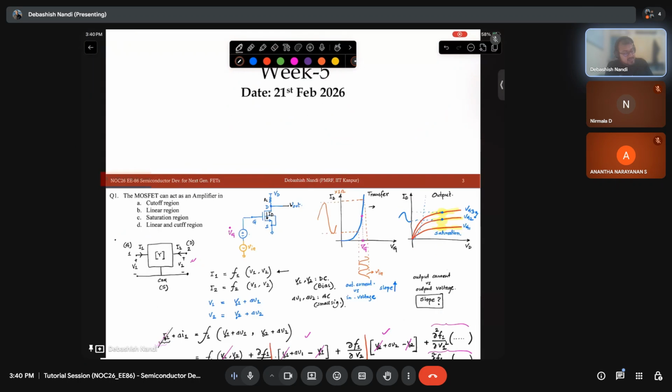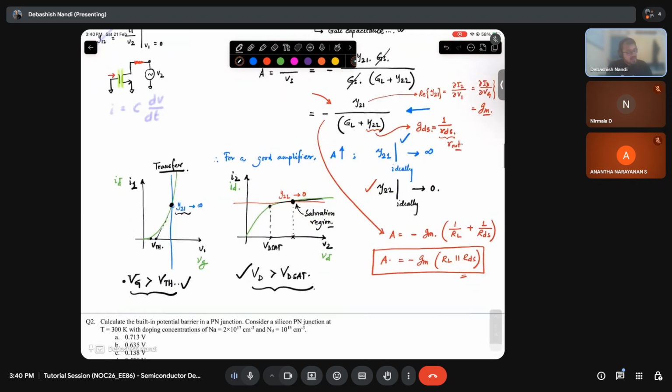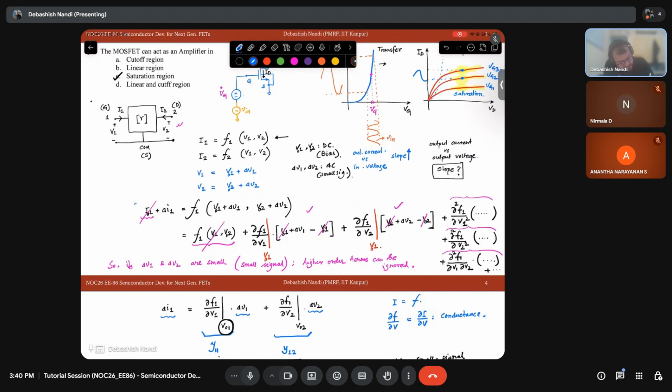Our analysis also shows that for a good amplifier, I should have my RDS as high as possible. Similarly, my GM also as high as possible. So that leads to this region of operation, and in this case, this region of operation. That is where my amplifier should be biased, right? That is why I bias my amplifiers in the saturation region. We should be very clear where we bias our amplifier and why we bias at that region.